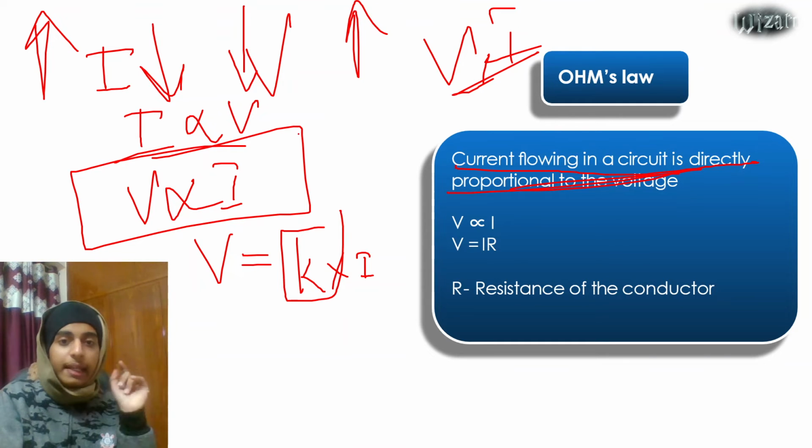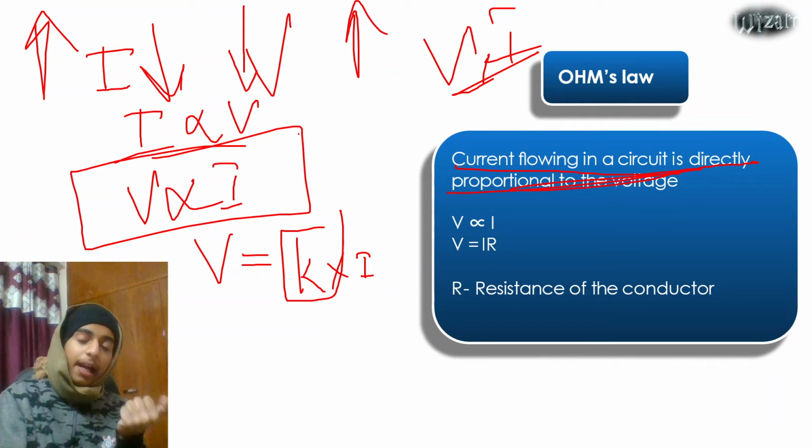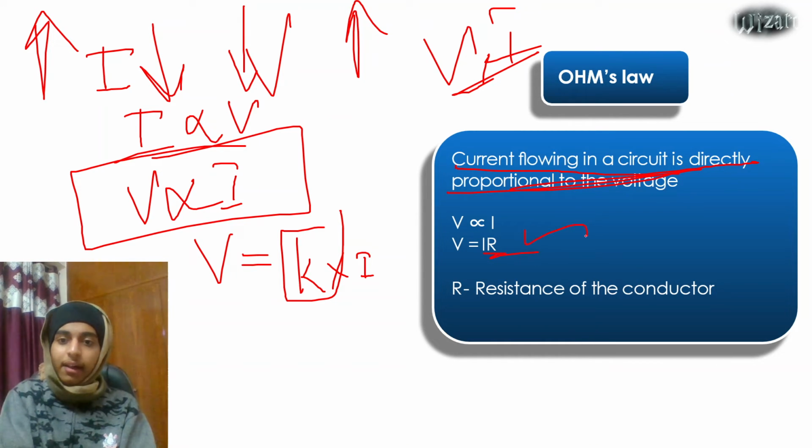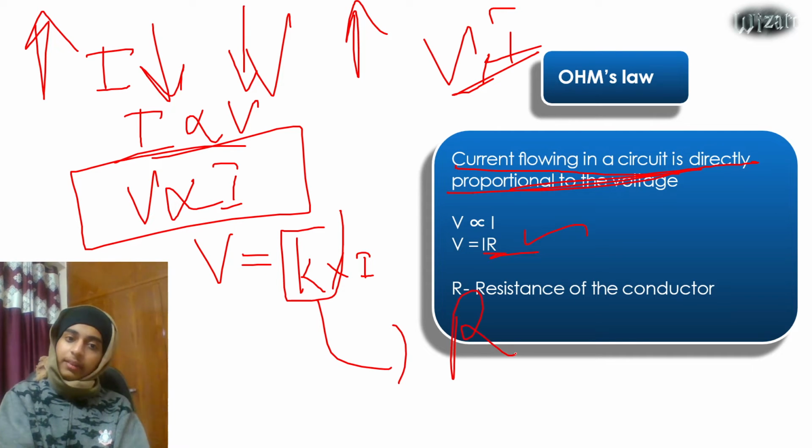In my regular session, if you attended, I explained in depth how we choose resistance. Right now, as we are revising, you must already know that it is IR. So in this way, we derive the formula. Here K is the resistance R. Correct? So V is equal to IR.